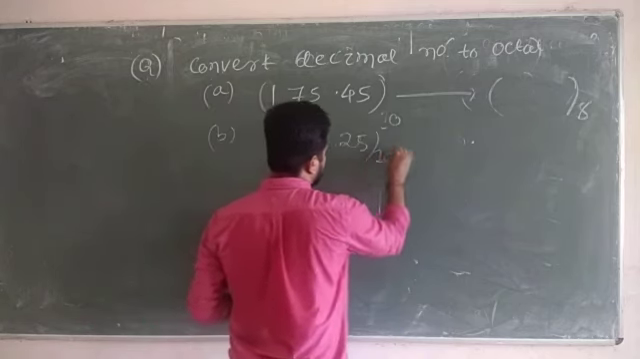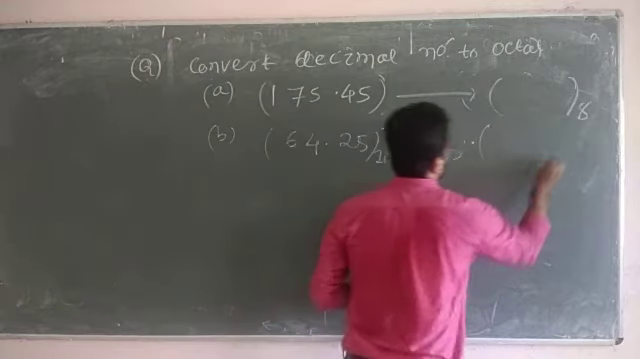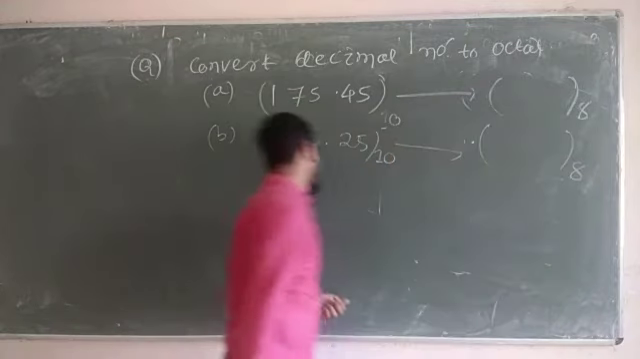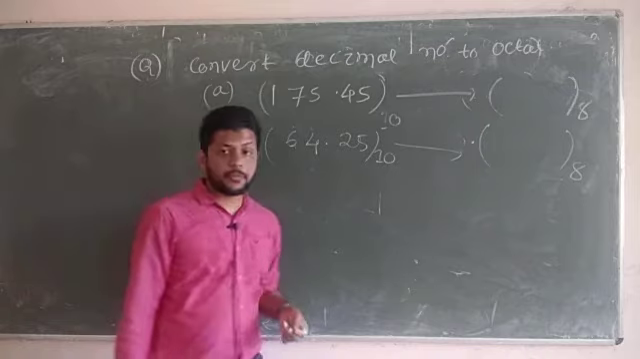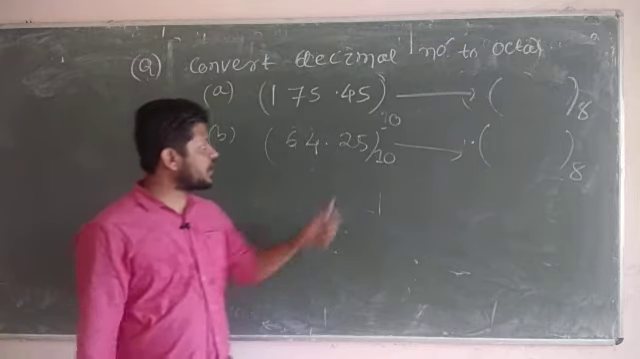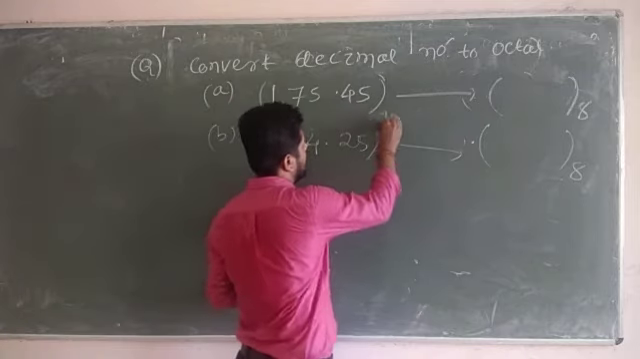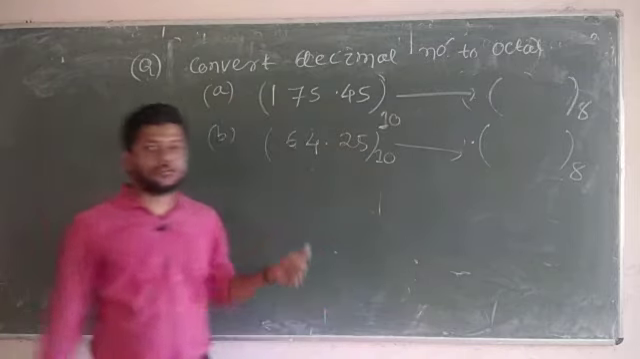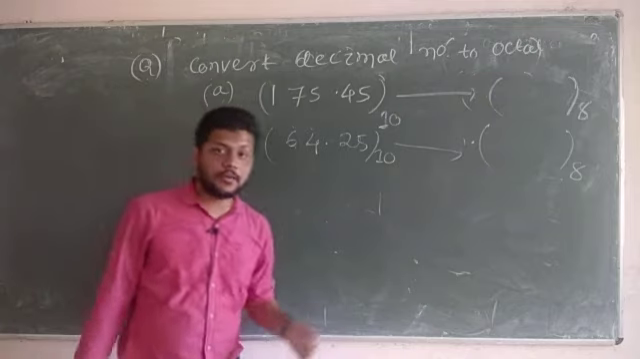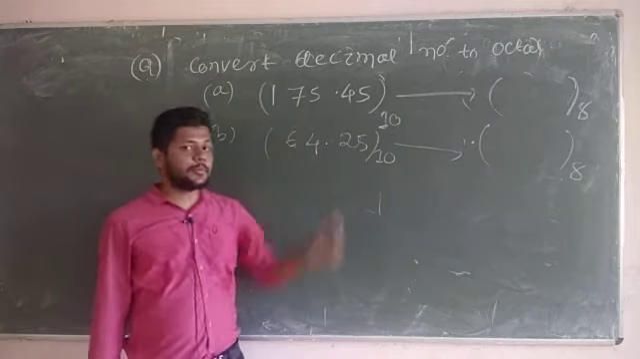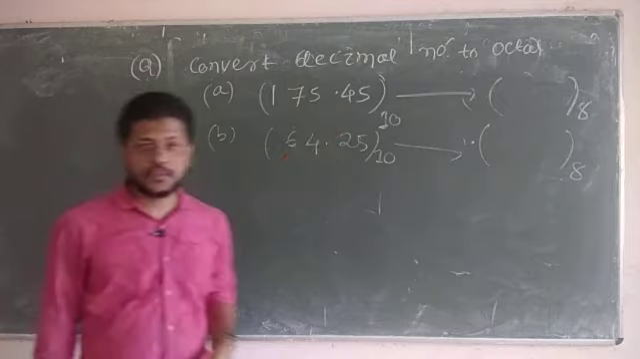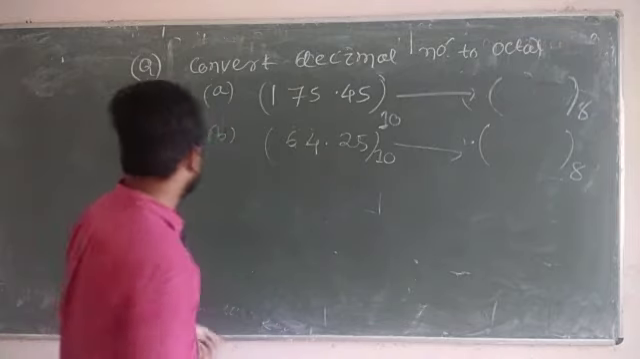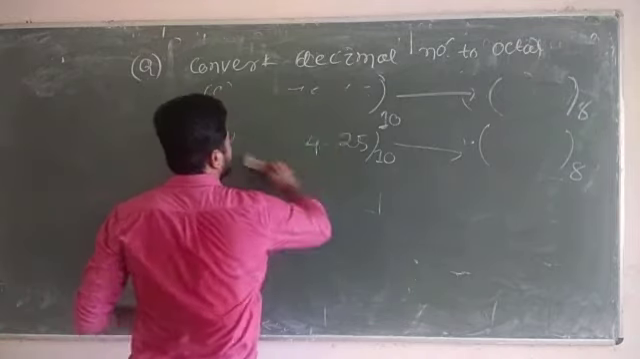Then the second one is 64.25 in decimal, try to convert this into octal. So 64.25 and 170.45, these are numbers in decimal number system, and you need to convert them into octal. First consider the integer part, then consider the fraction part and write down the answer in the given box.